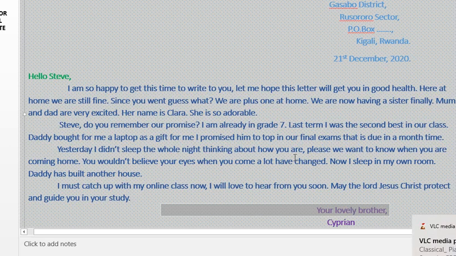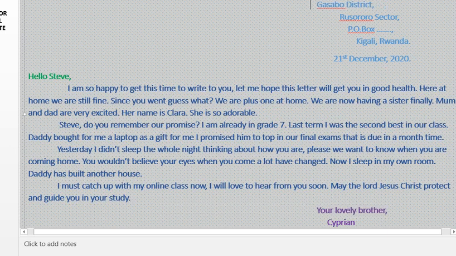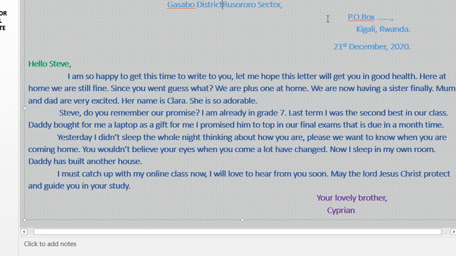So what about when you want to use a full block method of writing the letter? We are going to work on this same letter and we want it to appear in the full block method. Remember, in the full block method, everything starts from the margin, and all of them start from the same line. Let me work on it.